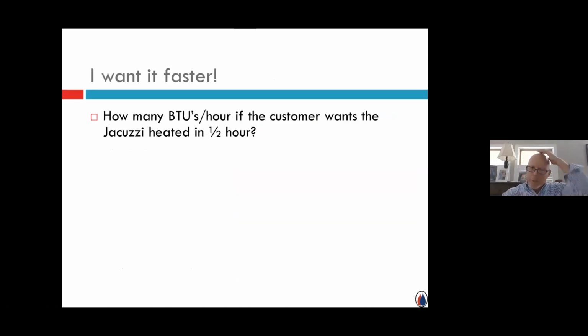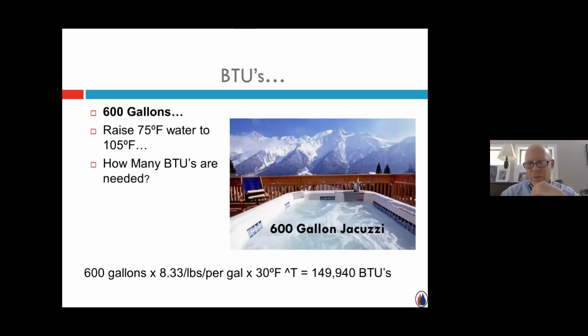So you say, okay, how do I calculate it if the customer wants it, maybe, in a half an hour? How many BTUs is that? Well, basically, you're just taking what the load is in an hour and times it by 2, because you're only giving it a half hour to get there. So 300,000 BTUs to take 600 gallons and raise it 30 degrees in 30 minutes.